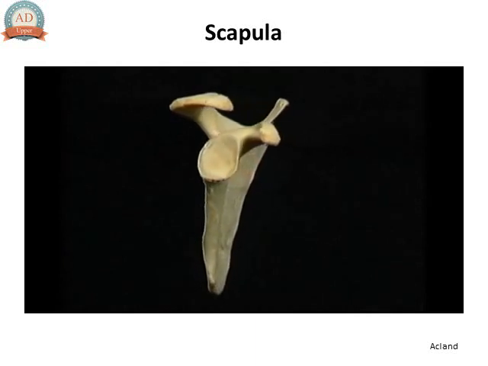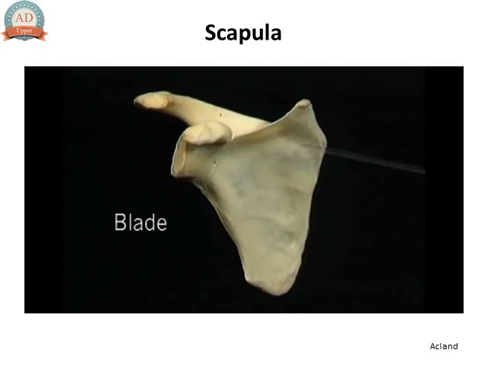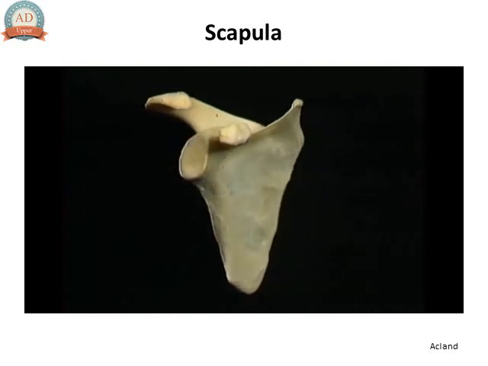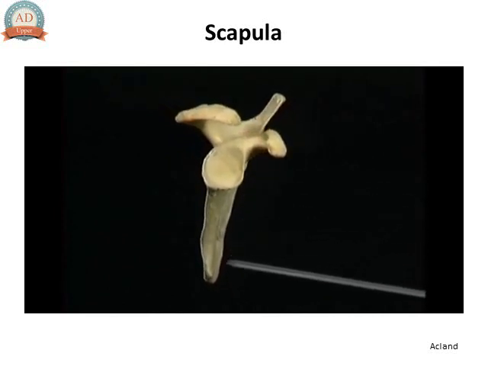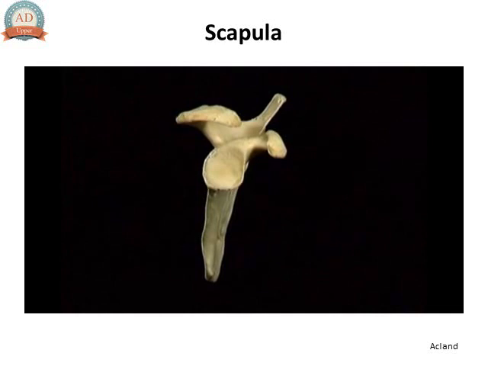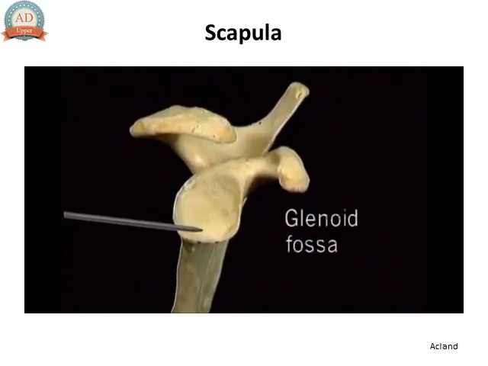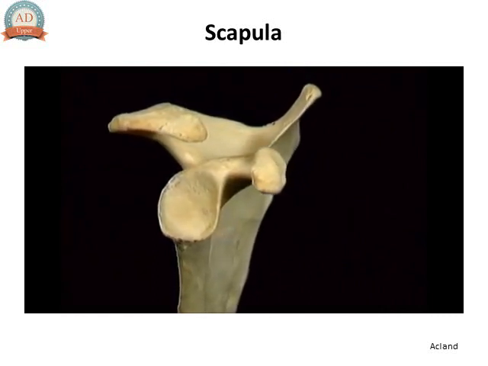The scapula is a much more complicated bone. The flat part, or blade, is roughly triangular, with an upper border, a lateral border, and a medial border. The blade isn't really flat. It's a little curved, to fit the curve of the chest wall. This smooth concave surface is the glenoid fossa. It's the articular surface for the shoulder joint.